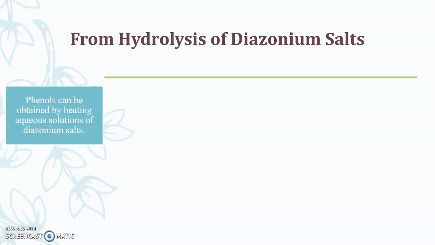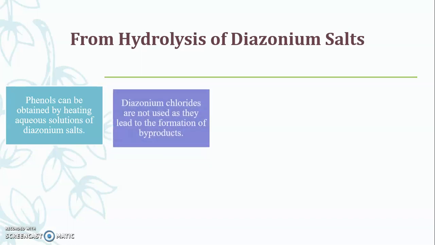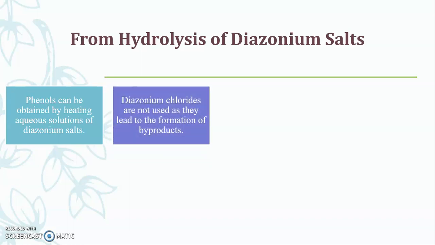Diazonium salts consist of C6H5 and a nitrogen that has a triple bond with another nitrogen, and that is known as the diazonium salt. Now let's see how phenol is obtained from this diazonium salt. Phenols can be obtained by heating an aqueous solution of the diazonium salt. Here we are not going to use diazonium chlorides. Diazonium salts can be used in the form of sulfates as well as chlorides.